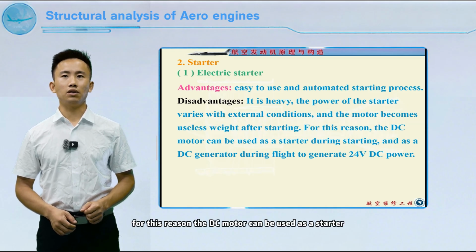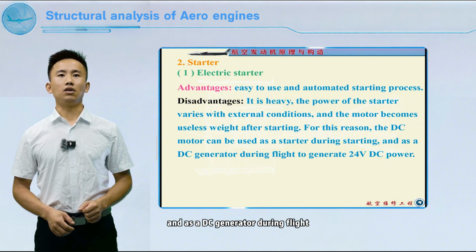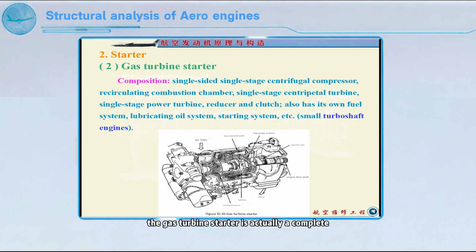For this reason, the DC motor can be used as a starter during starting and as a DC generator during flight. The gas turbine starter is actually a complete, small turboshaft engine. As shown in the figure, it consists of a single-sided, single-stage centrifugal compressor, a recirculating combustion chamber, a single-stage centripetal turbine, a single-stage power turbine, a speed reducer, and a clutch. In addition, it should also have its own fuel system, lubricating oil system, starting system, etc.